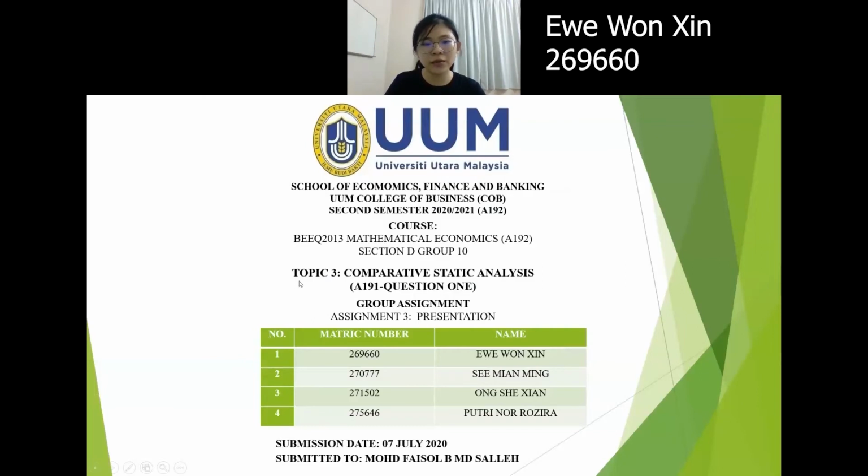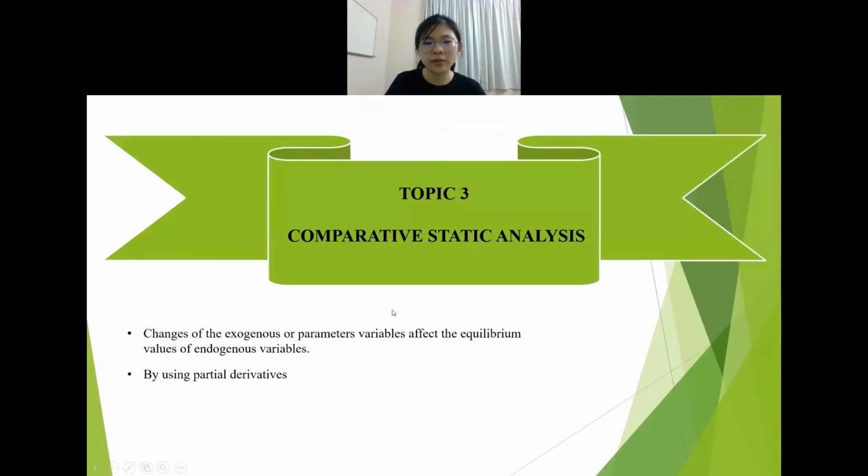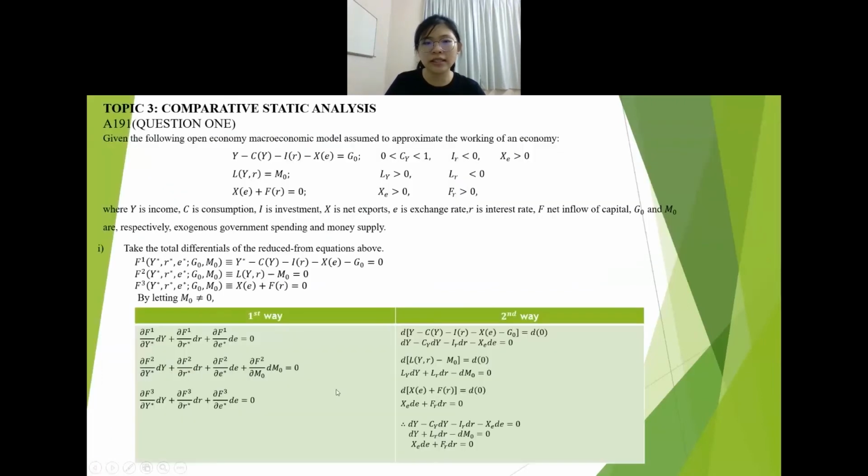In this video, we will present topic 3, comparative static analysis, and the first question of AL191. In this topic, we have economy models and need to solve for the equilibrium values of endogenous variables and see how changes in one of the exogenous variables or parameters will affect the equilibrium values of the endogenous variables. We compute this by using partial derivatives. Using the partial derivatives, we can get the total differentials, and I will talk about this in detail in these questions. Let's look at the questions.